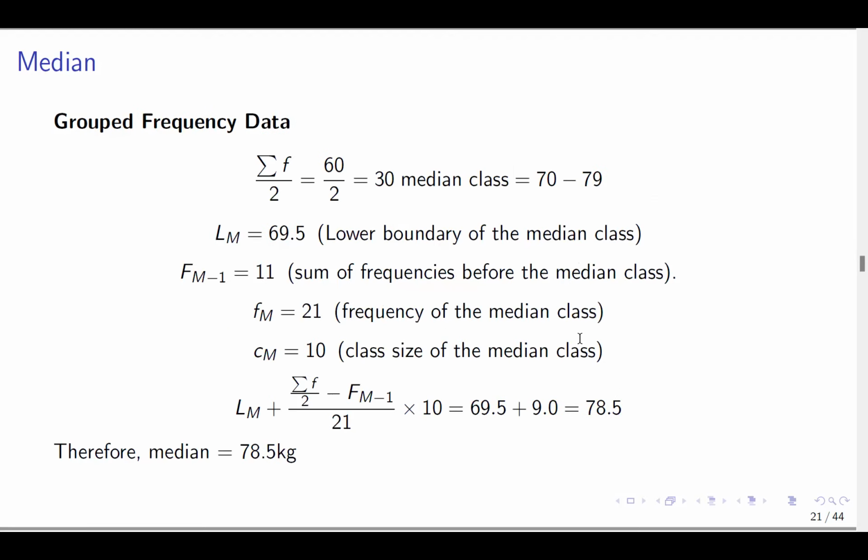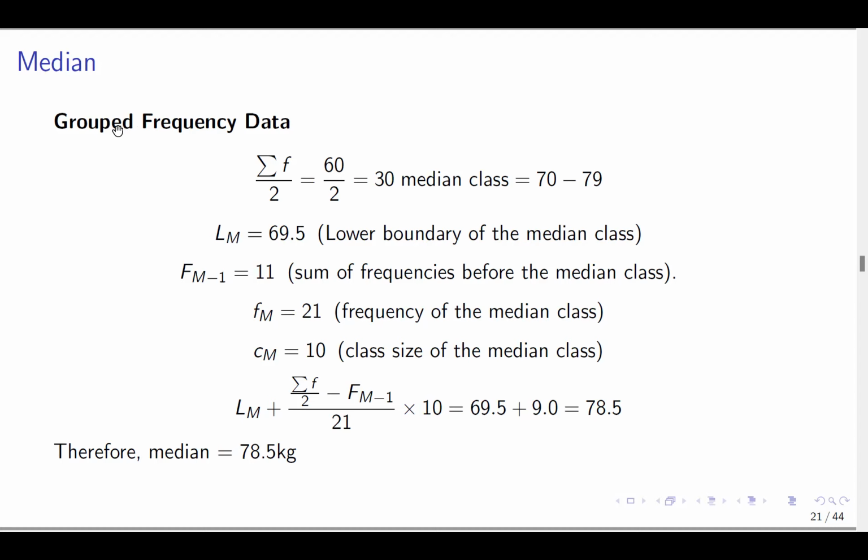Now to find the median of a group frequency data, this is the formula you need. L subscript M plus (summation of F over 2 minus F subscript M minus 1) all over F subscript M, all right? I should have written the formula properly. So you'll soon understand these features and how they play out in your formula.